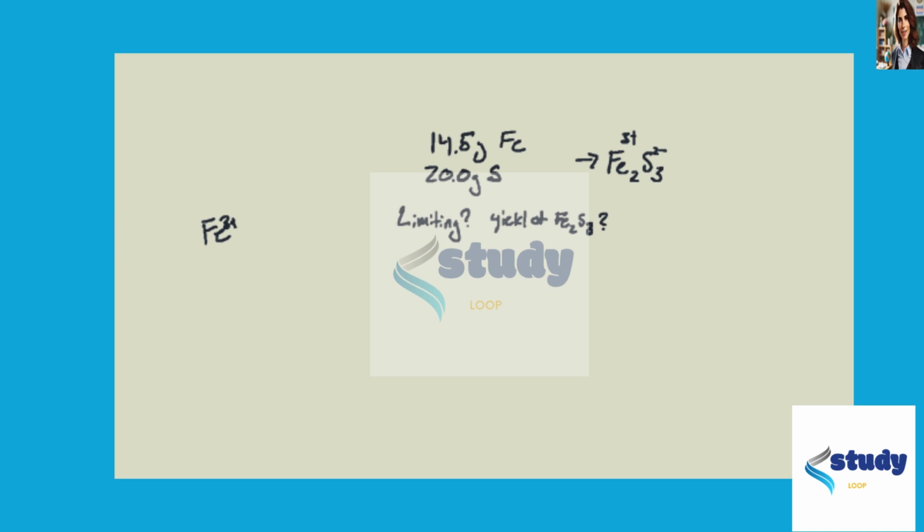So what we're going to need is the molecular weight of iron so that we can figure out how many moles of iron we have, and the molecular weight of sulfur so we can figure out how many moles of sulfur we have, and whichever is the lowest is our limiting reagent. So we'll take 14.5 grams of iron, and we will multiply it by 1 mole of iron for every 55.845 grams of iron, right? This is the molecular weight of iron, okay?